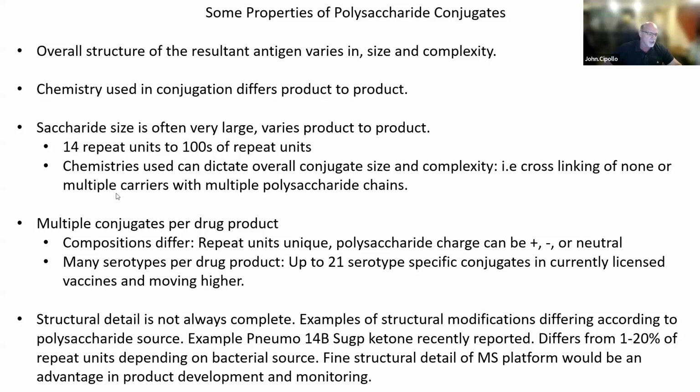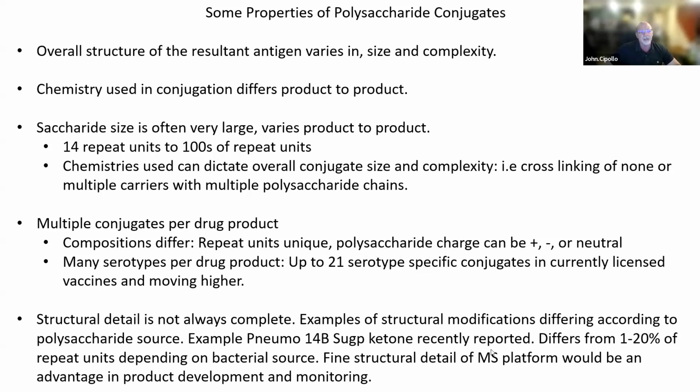So cross-linking and so on can occur in these things, making them more complex. So there are multiple conjugates per drug product. So we're up to 21 antigens per vaccine now. For instance, in pneumococcal vaccines, there's up to 21 and it's going up from there. So these are complex products.